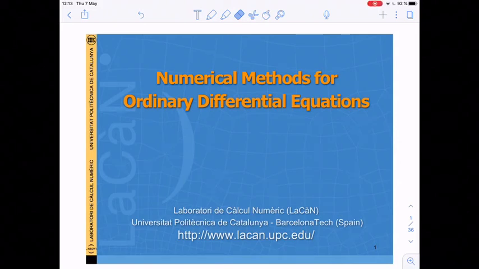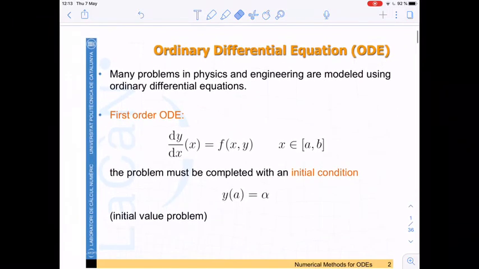Hi, with this video we start our discussion on numerical methods for ordinary differential equations, or ODEs for short. We know that many problems in physics and engineering are modeled using differential equations, and in some cases ordinary differential equations. Consider as a very simple example this first order ODE.